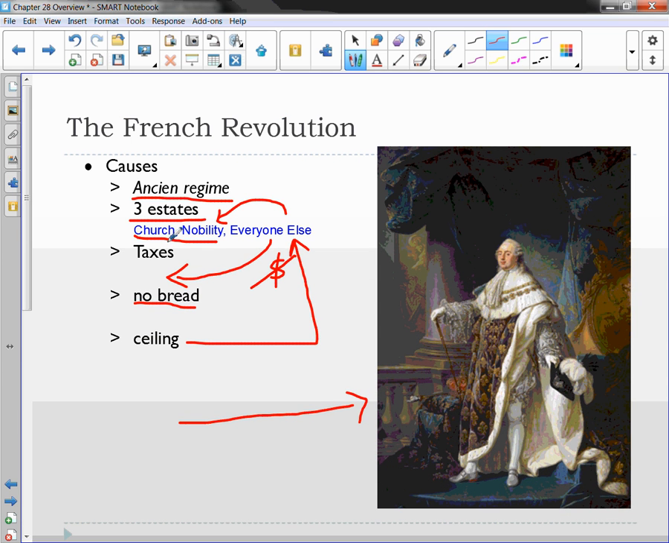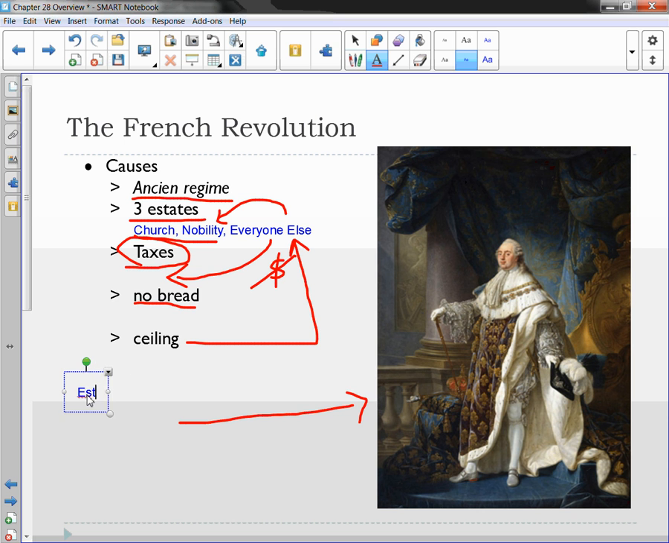Plus, here's the thing. France was severely in need of funds. They needed more money. They had huge debts, partially from helping fund the American Revolution. So Louis had no choice but to try to collect more revenue. The way he had to try to do that was to call a meeting of the Estates General.